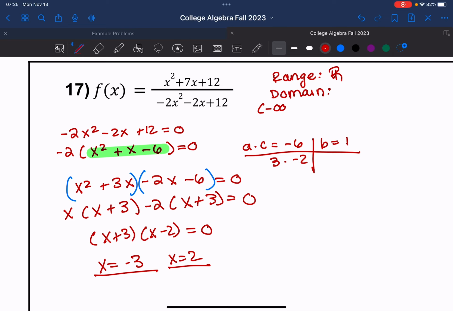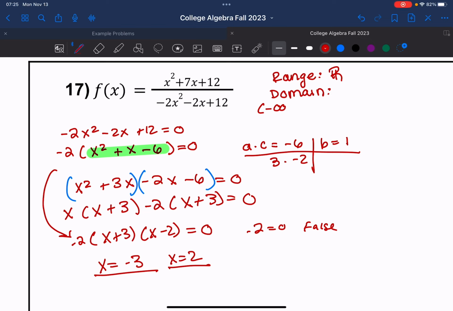Yes? What about the -2 we took out at the start? Since that -2 does not contain a variable, it's not going to do anything to our roots. Because yes, technically we would bring it down if we were factoring. But if we do -2 equals 0, that's a false statement. So it doesn't do anything to our problem.